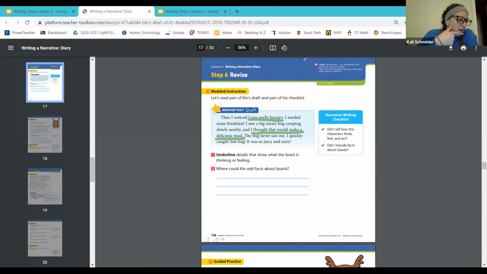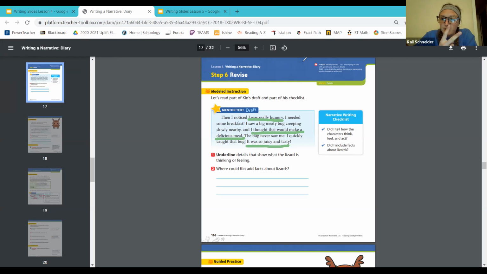"The bug never saw me. I quickly caught the bug. It was so juicy and tasty." So it's describing how it feels and thinks about the bug. It was so juicy and tasty. It's how he is feeling about that food that he ate. All right. So he did a really good job of describing how he thought, felt, and acted.